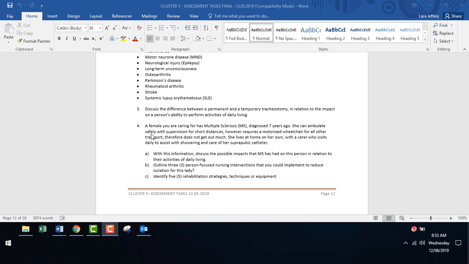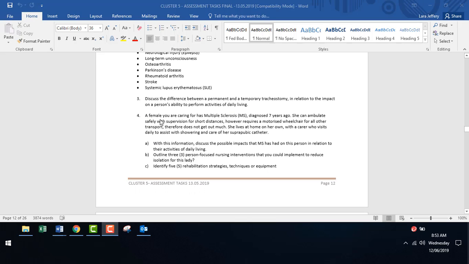All right. Question 4, a female you are caring for has multiple sclerosis, diagnosed 7 years ago. She can ambulate safely with supervision for short distances, however requires motorised wheelchair for all other transport. Therefore, she doesn't get out much. She lives at home on her own with a carer who visits every day to assist with showering and the care of her suprapubic catheter.